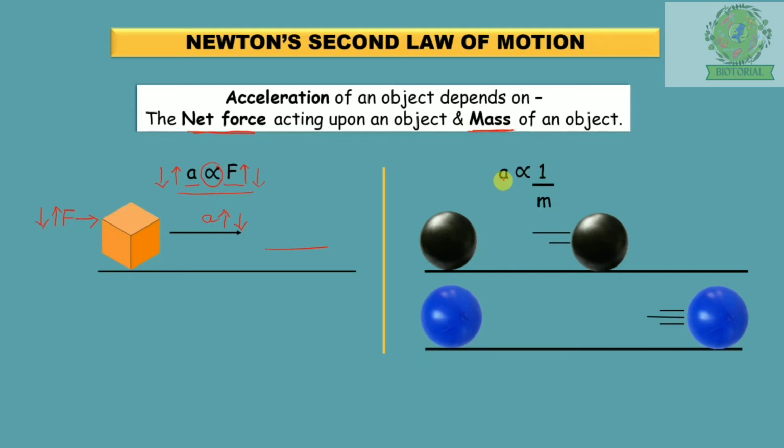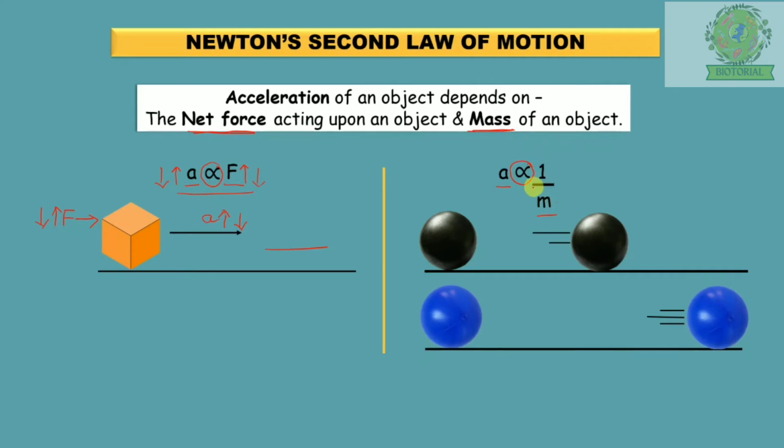Now coming to the mass. They say that acceleration a is inversely proportional to m. Now how can we write inversely proportional? This is the proportionality symbol, and whenever we say that some term is inversely proportional to another term, what we are saying is that this particular quantity is inverted. We write it as 1 upon that particular quantity. Here it is mass. So acceleration is inversely proportional to mass.